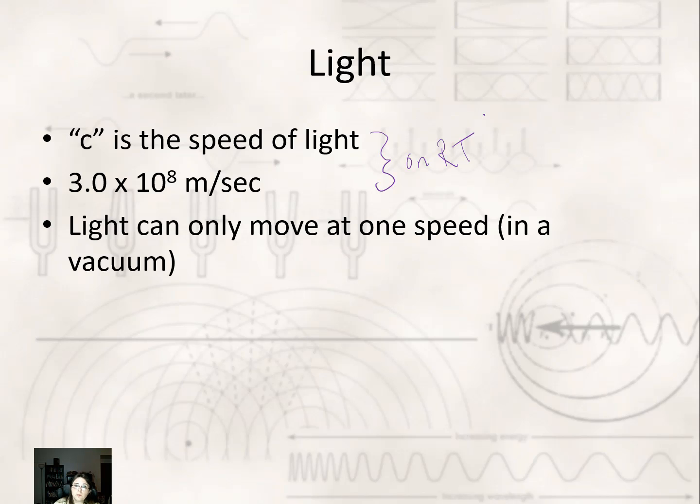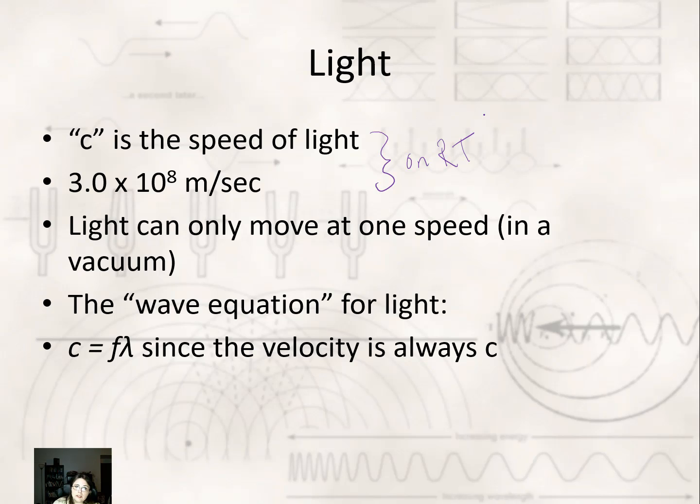Light can only move at one speed in a vacuum. It can't slow down or speed up if it's in a vacuum. And there is a wave equation that we've talked about before, and it applies for light as well. But in that equation, you can replace v for c, since the velocity is always c for light.